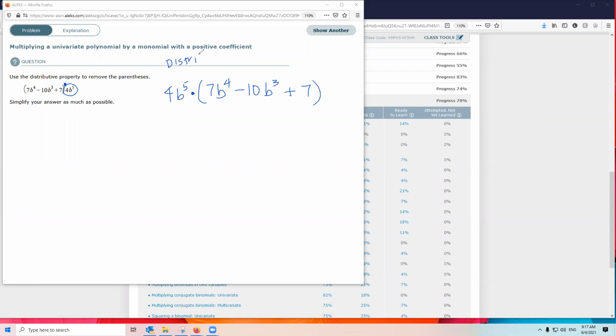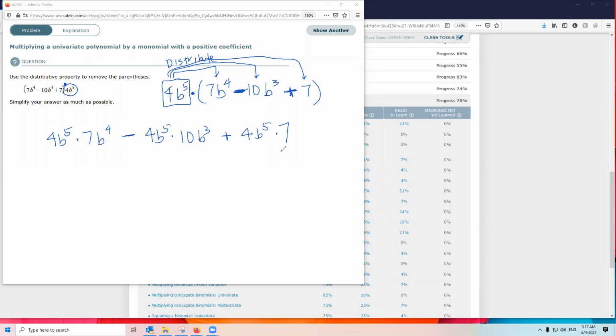What that means is take this expression in front and let it multiply each one of these three expressions inside the parentheses. All right, I'm going to write this out. So 4b to the 5 is going to multiply 7b to the 4. Then I'm going to bring the subtraction sign down with me. 4b to the 5 is now going to multiply 10b to the 3rd. And I'm going to bring this plus sign down with me. And finally, 4b to the 5th is going to multiply 7.